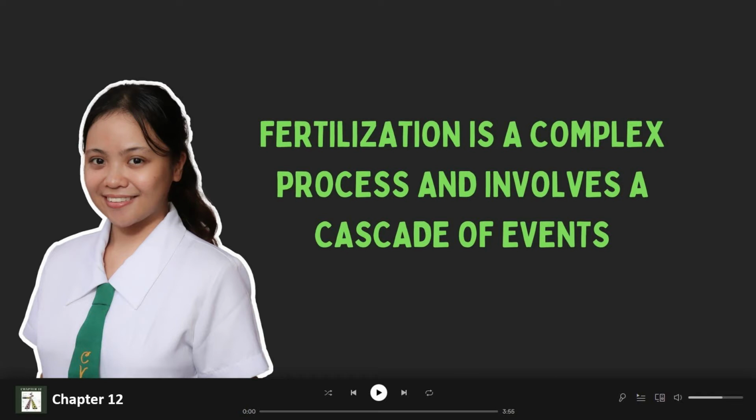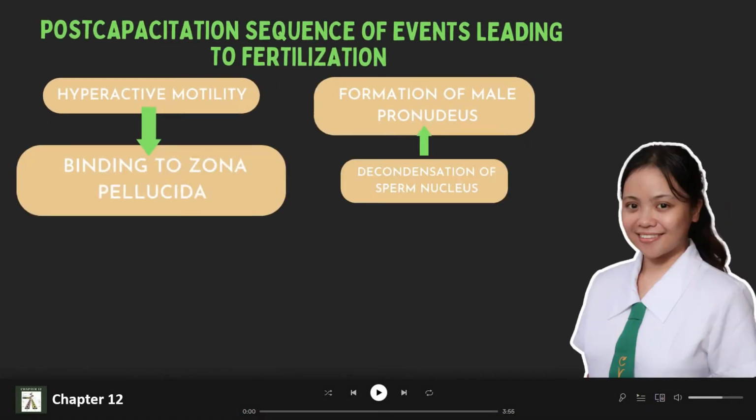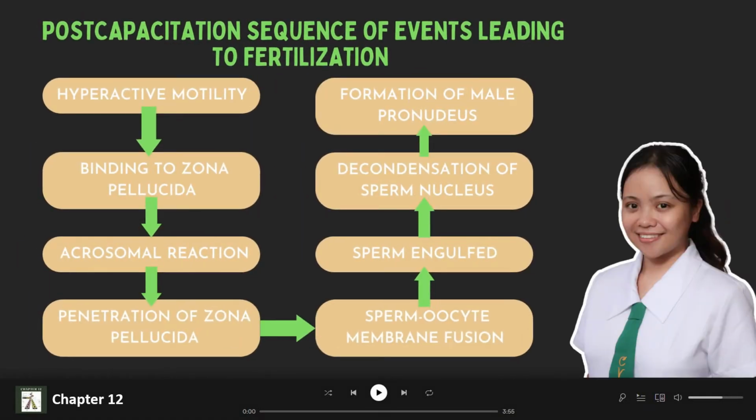Fertilization is a complex process and involves a cascade of events. So here is the sequence of events leading to fertilization. First is the hyperactive motility, leading to the binding to the zona pellucida, acrosomal reaction, penetration of the zona pellucida, sperm-oocyte membrane fusion, the sperm being engulfed, the condensation of the sperm nucleus, and formation of the male pronucleus.